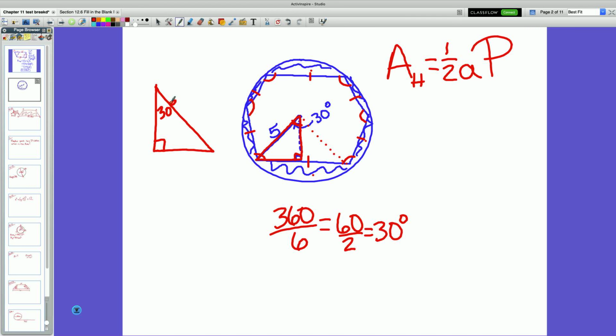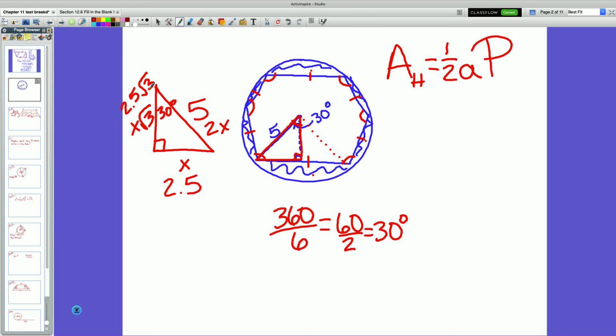So across from 30, so let's see, hypotenuse here is 5. But my special rule here, across from 30 is x. Across from the 60 then would be x square root of 3. And across from 90 is 2x. So if 2x is 5, that means x has to be 2.5. And that means x square root of 3 would be 2.5 square roots of 3.